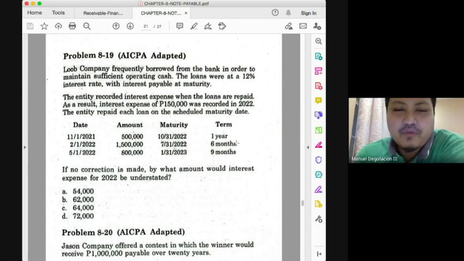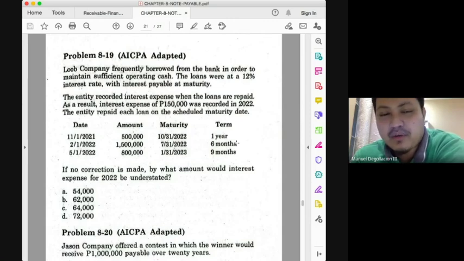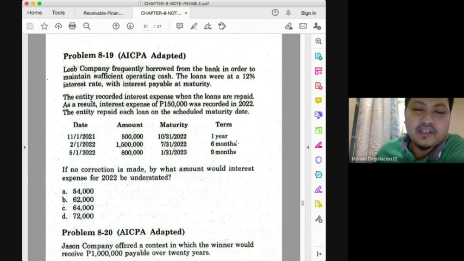So if the correct amount of interest expense for this promissory note is only 50,000, where should the 10,000 go? The 10,000 should have been recognized in 2021 because that's the amount of interest that accrued in 2021. So the correct amount of interest for this promissory note for this year should only be 50,000. But what was done by the entity? It recognized the entire 60,000. The question is, by how much is the interest expense understated? Based on this promissory note, the interest expense would actually be overstated because it recognized 60,000, but the correct amount is only 50,000. But when we take into account the other two promissory notes, you would see that indeed there is an understatement.